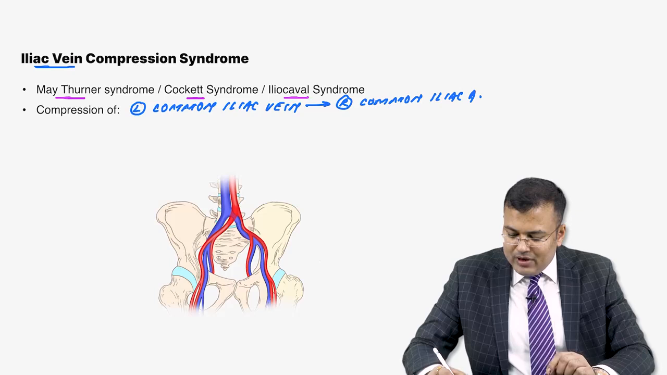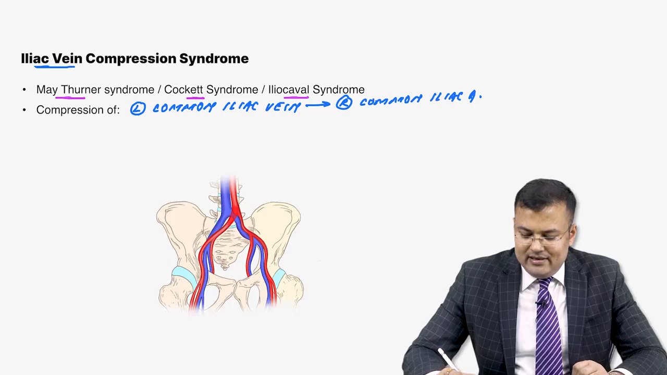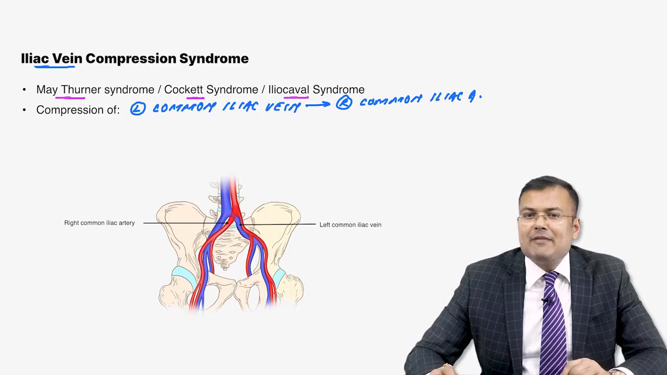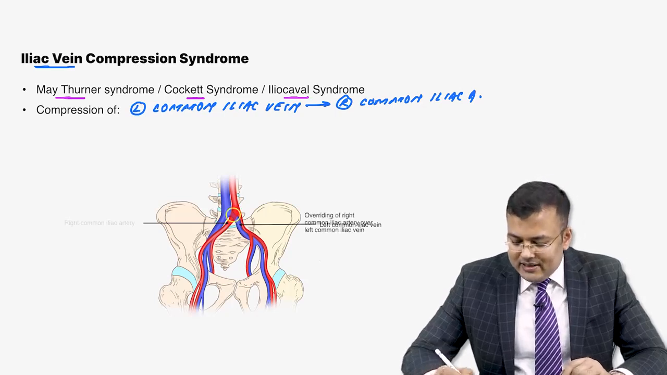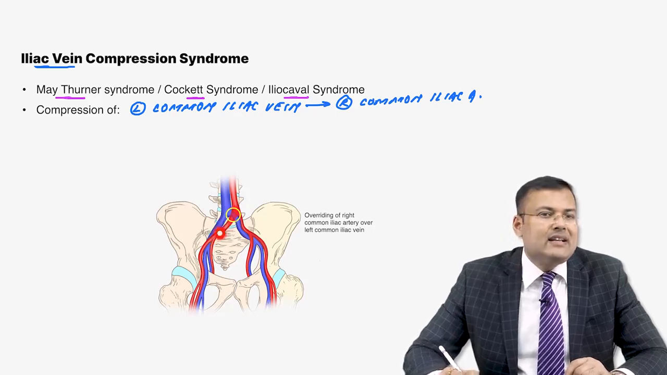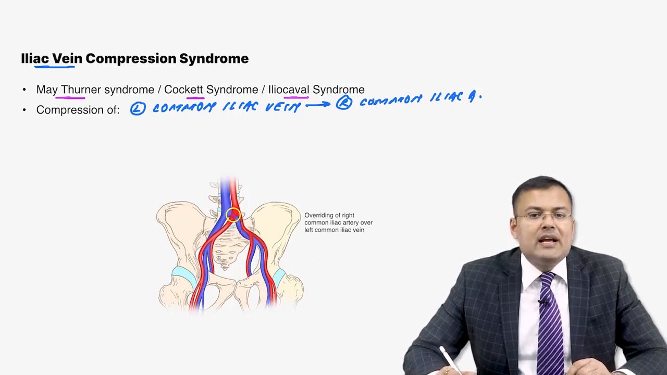Now see how it's going to happen. Now in this image you can notice that this is the left common iliac vein and this is the right common iliac artery. So this is overriding, you can notice that this is the overriding right common iliac artery which is going to compress this left common iliac vein.